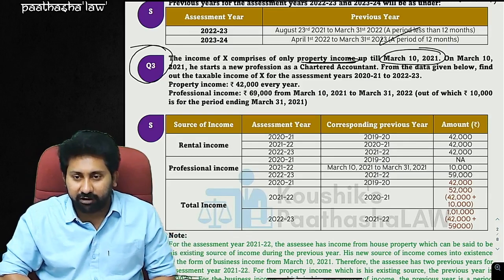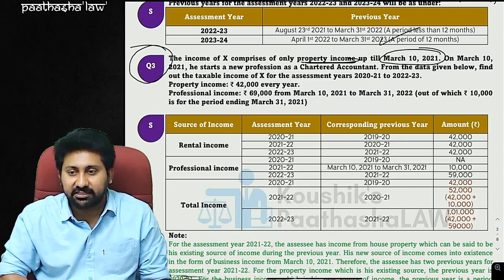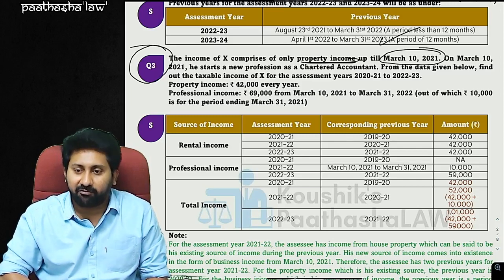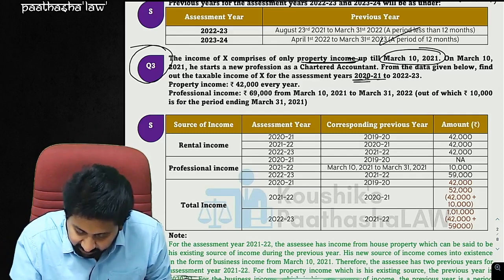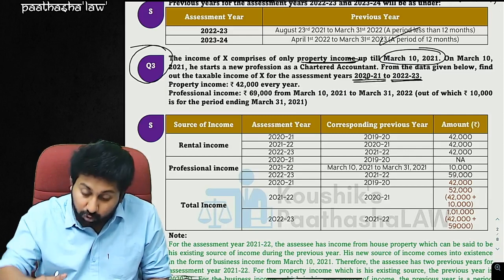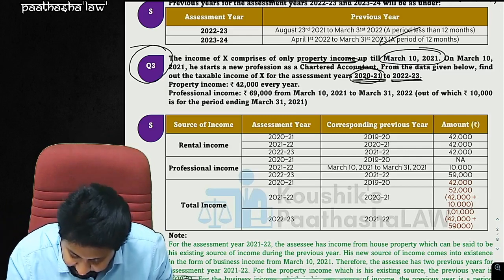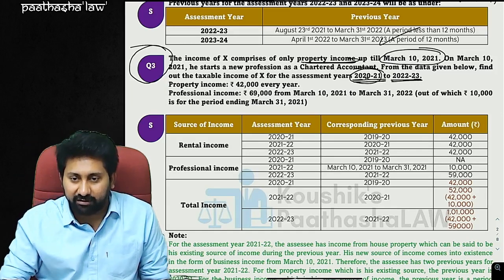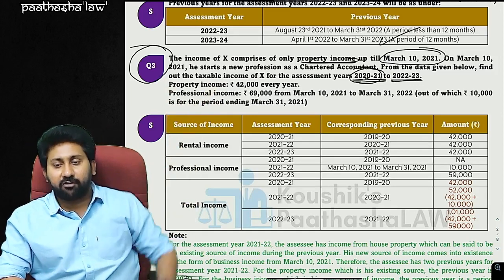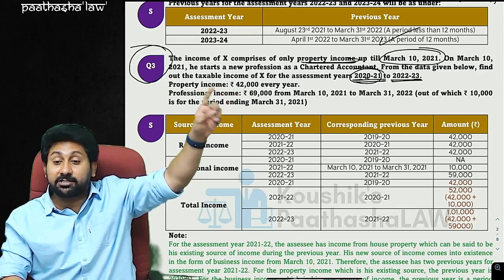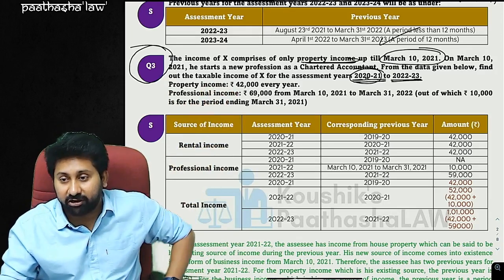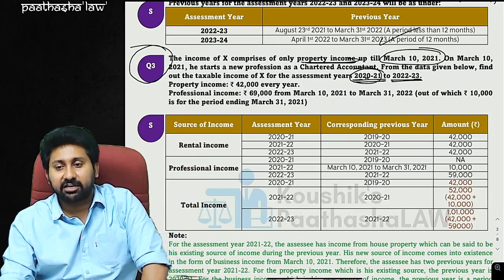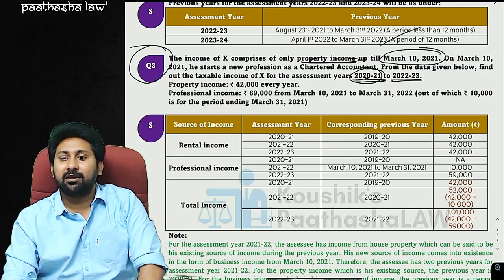On 10th March 2021, he starts a new profession as a chartered accountant. From the data given below, find out the taxable income of X for the assessment years 2021-22 and 22-23. Means 2020-21, 21-22, 22-23. How many years? 3 years we need to calculate. Clear everyone? Okay. Property income 42,000 every year. Professional income 69,000 from March 10, 2021 to March 31st, 2022, out of which 10,000 is for the period ending 31st March 2021.